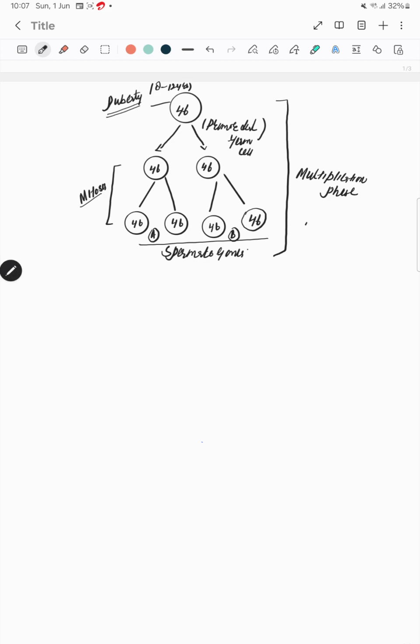Now this spermatogonia A acts as stem cells, and they form sperm in future. Now this spermatogonia B goes to another phase. That phase is known as the growth phase.